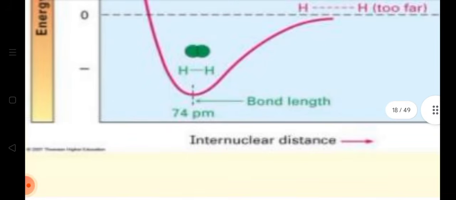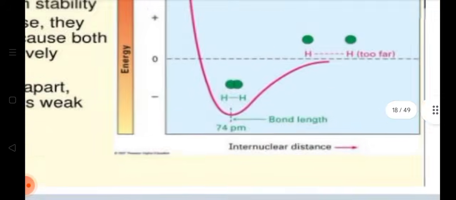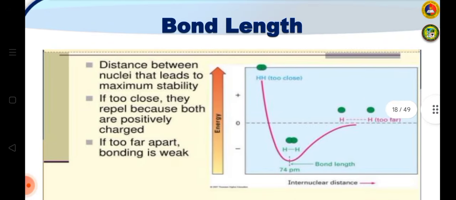So diri, ang ideal ra gyud na bond length is 74 pm or 74 picometer. So dili pud siya kaayo close, di kay siya dugol, dili pud siya kaayo layo. So the bond length is just appropriate. So dili siya dali-daling mo repel, dili pud siya dali-daling ma-break, dili ma siya weak. So in simple terms, class, bond length refers to the distance between two bonded nuclei.